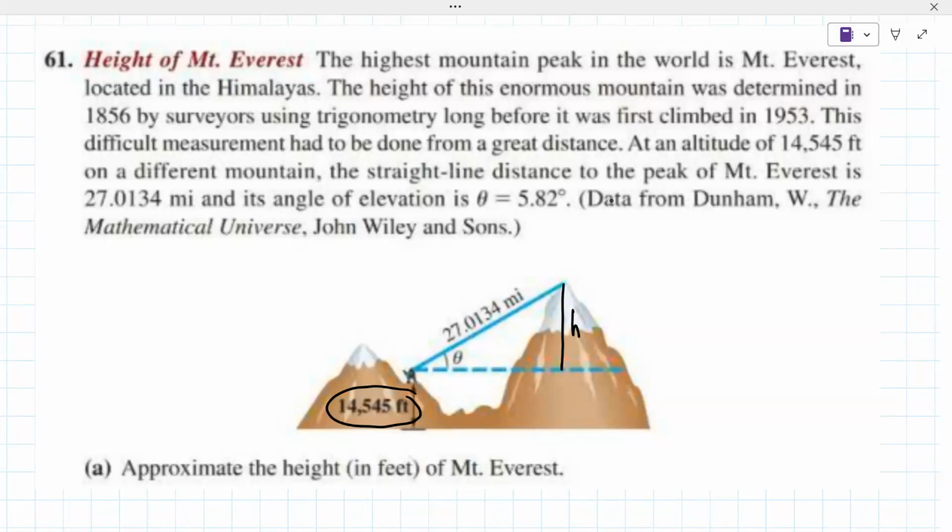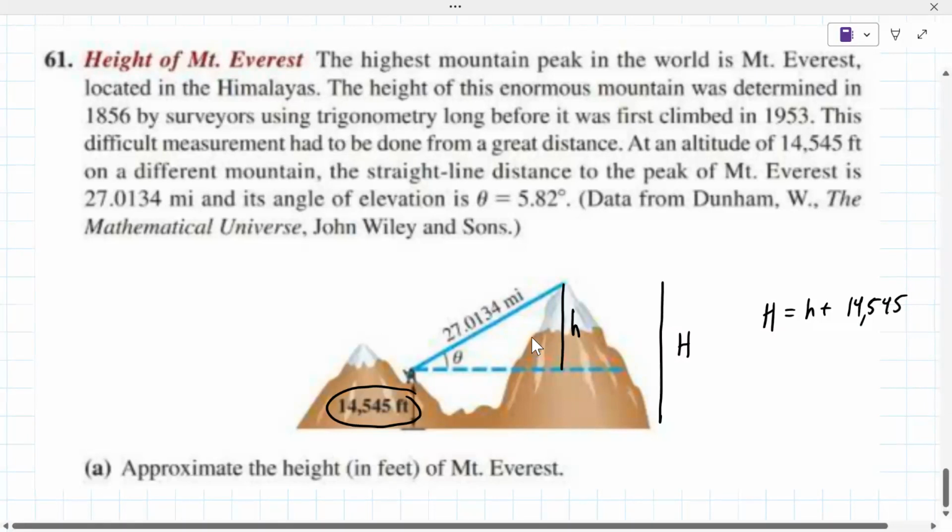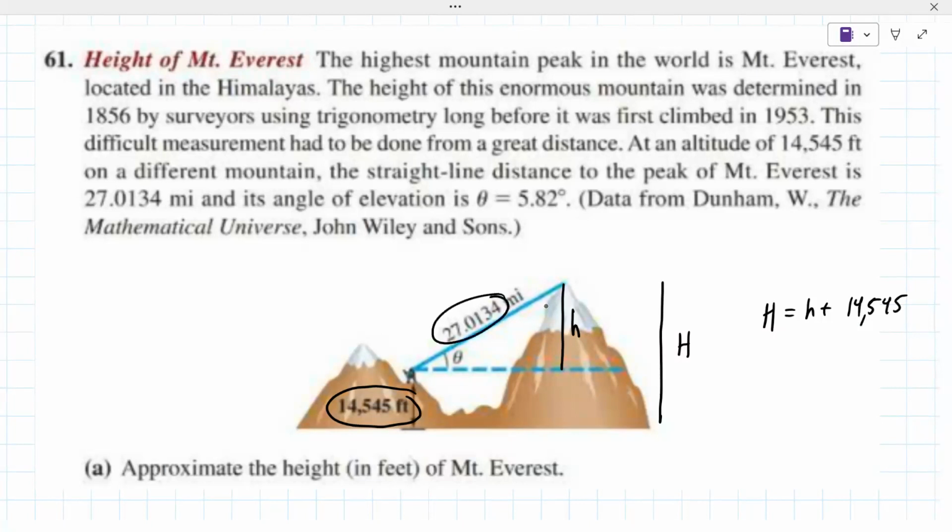Because the total height of Mount Everest, I'll call it a big H, equals little h plus 14,545. Is that clear? Now they throw you off here by putting this in miles. So you do have to convert this to feet. And I don't even know if they tell you, but I guess you're supposed to know that in 1 mile, there are 5,280 feet.